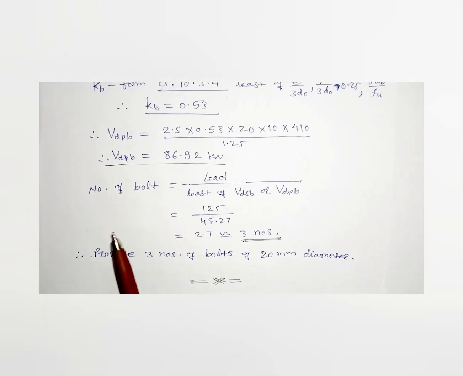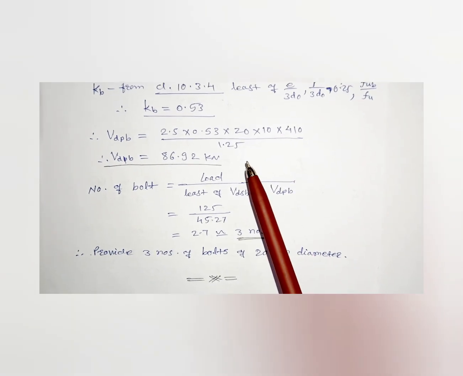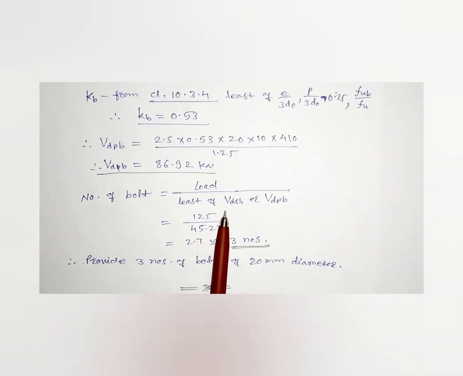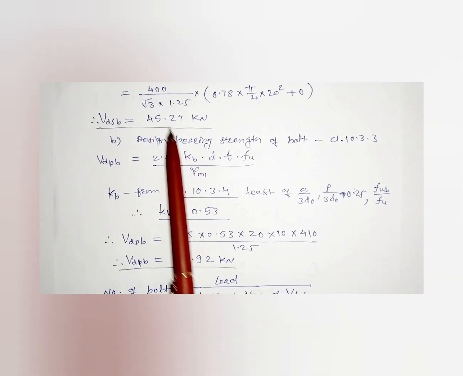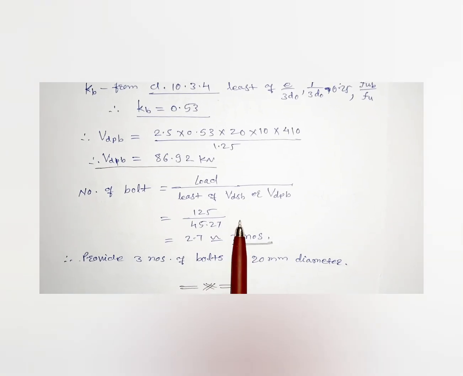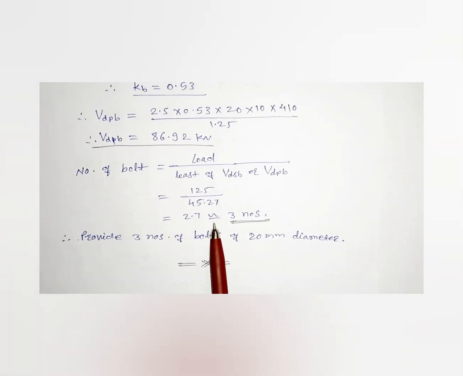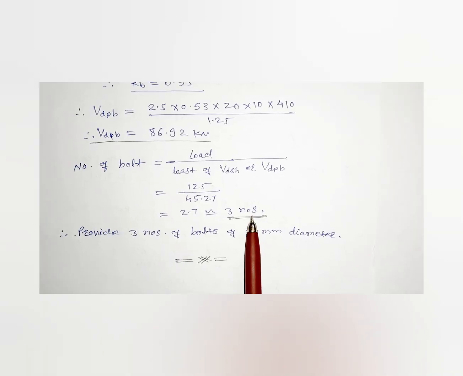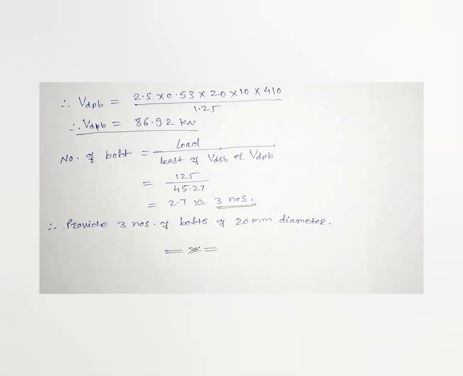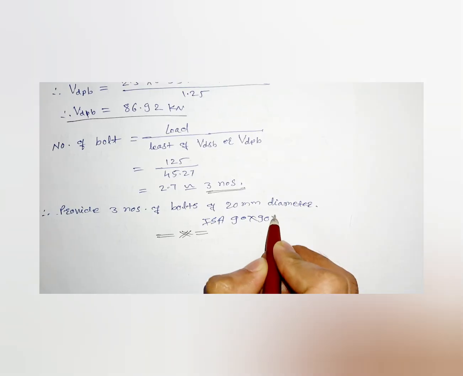And finally we have to determine the number of bolts for the connection: load upon the least of these two values, that is the design shear strength of bolt and the bearing strength of the bolt. From these two values, the design shear strength of bolt is minimum, that is 45. So we take this to calculate the number of bolts, and we find 2.7, which is nearly equal to 3 bolts. So provide 3 bolts of 20 mm diameter for the given angle section, ISA 90 by 90 by 10.